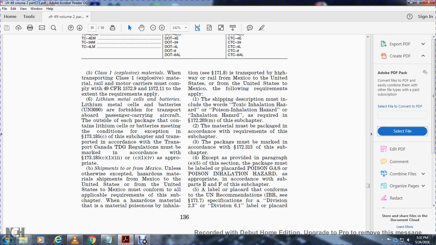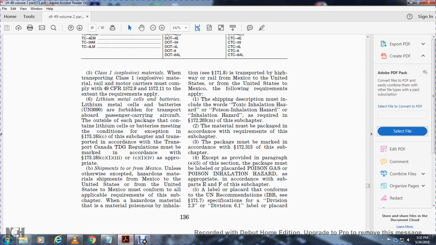Class 1 explosive material transported by rail and motor carriers must comply with Title 49, 1572.9 and 1572.11 to the extent of the requirements applied. Lithium metal cell batteries are forbidden from transportation aboard passenger carrier aircraft. However, each of the vacuums contained with lithium cell batteries meeting the conditions for the exemption of 173.185(z) of the subchapter of the transportation, in accordance with the Canada TDG regulation, must be marked in accordance with 173.185(z), 1-3 and 3-1-4 as appropriate.